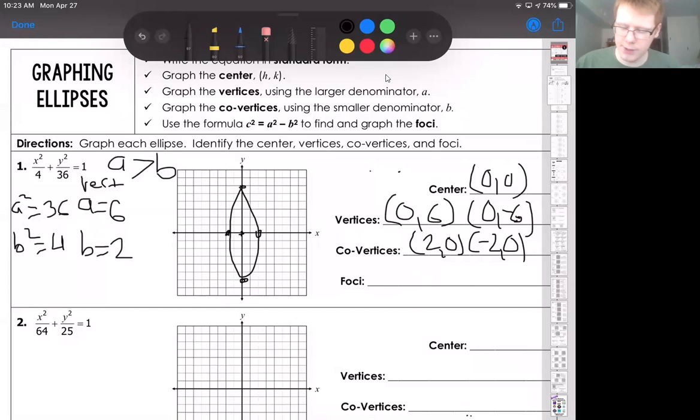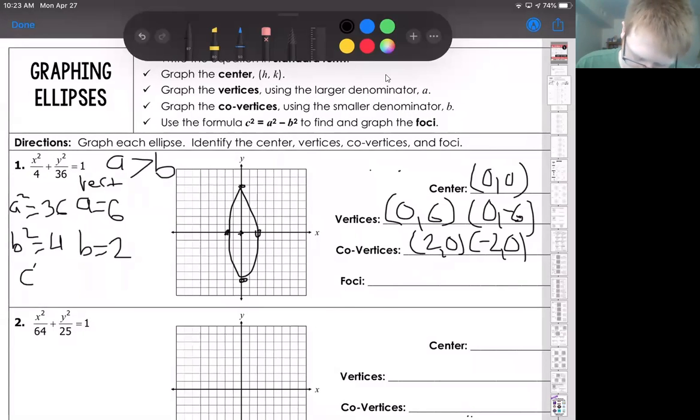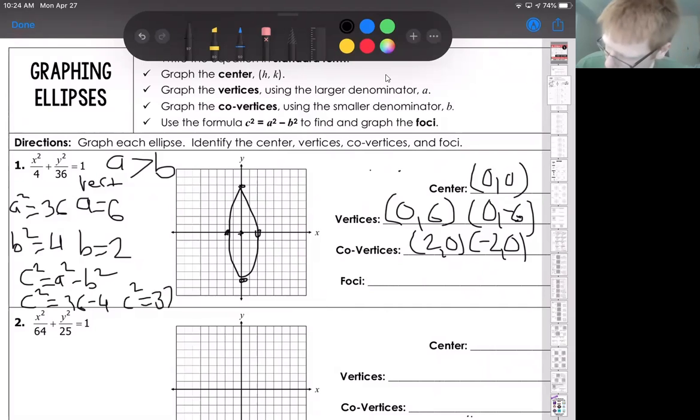To get the focus points, you use the formula c squared equals a squared minus b squared. So in this problem, c squared would equal 36 minus 4, or really, c squared would be 32. If you take the square root of 32, c would be approximately 5.66. One thing about your focus points is that they're always going to be on your major axis.